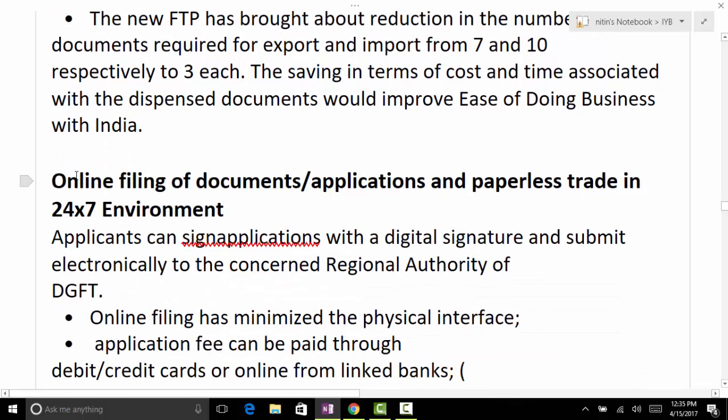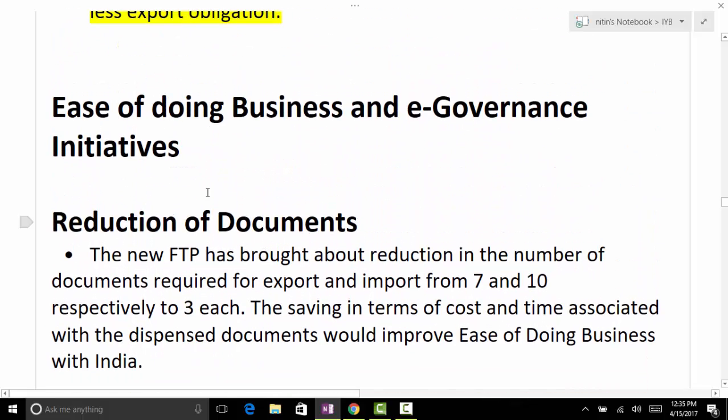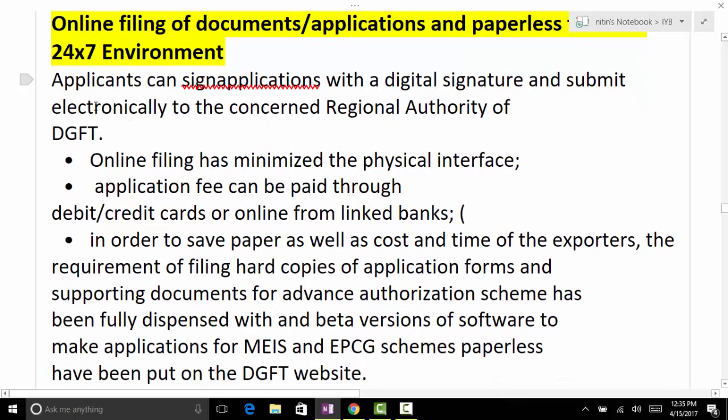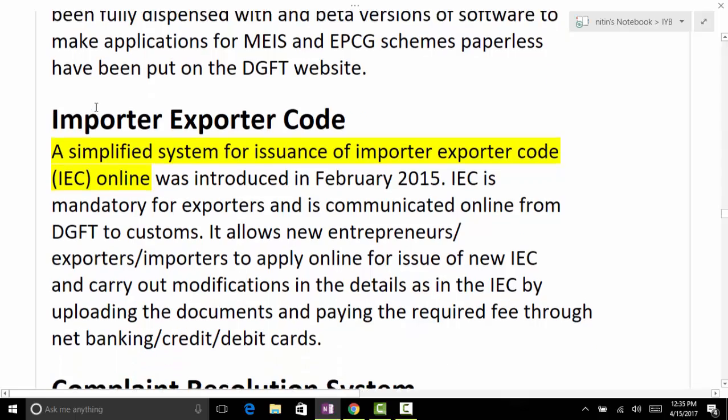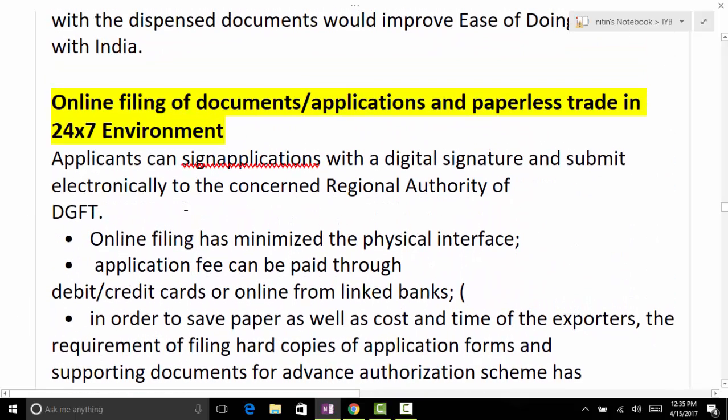Second component says online filing of documents, application, paperless trading in a 24/7 environment. Just remember this line. This will suffice for your argument in mains. So one thing is reduction of documents. Secondly, online filing of documents and paperless trade in a 24/7 environment. अंदर पढ़ने की जरूरत नहीं, क्या क्या कर रहे हैं, just remember it. Then importer exporter code, certain codes. पोर्टल का नाम क्या है? पोर्टल आपका DGFT पोर्टल है, DGFT एप्लीकेशन है, इंडियन ट्रेड पोर्टल.in है आपका.